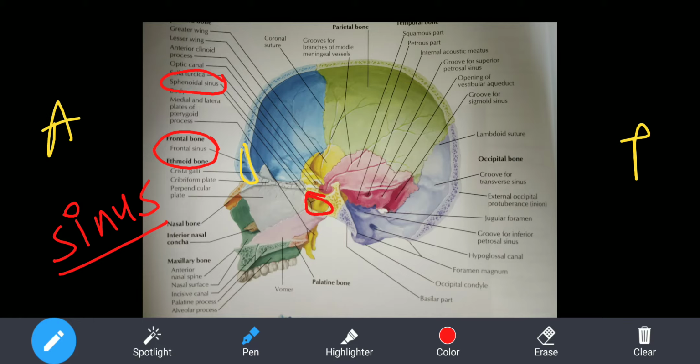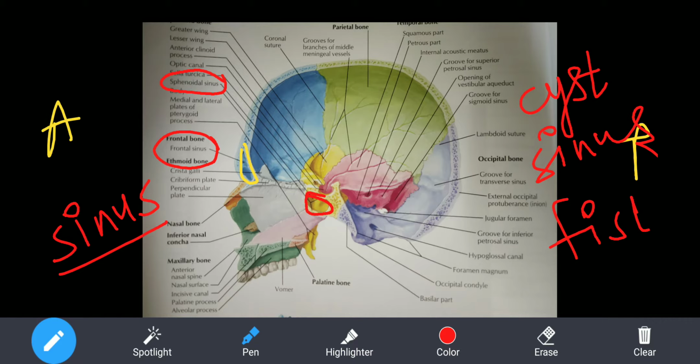There are three terms: cyst, sinus, and fistula. Okay, fistula. What is a cyst? It's a completely enclosed sac. Either it is empty, or with some clear fluid or pus or whatever. That enclosed cavity is called a cyst.